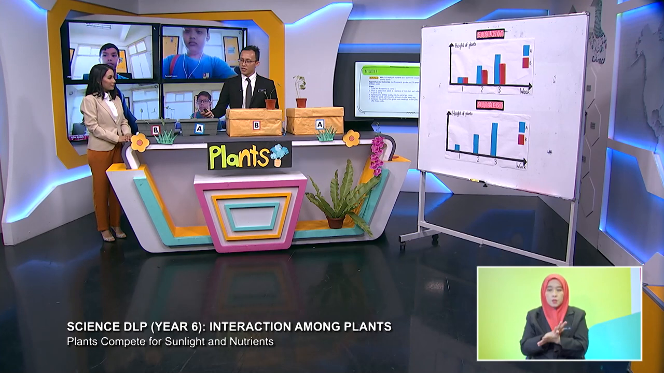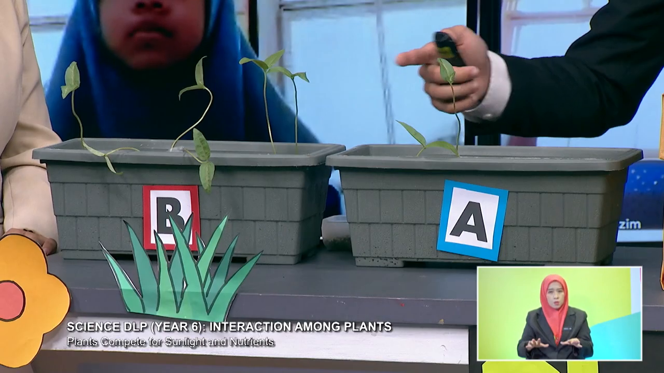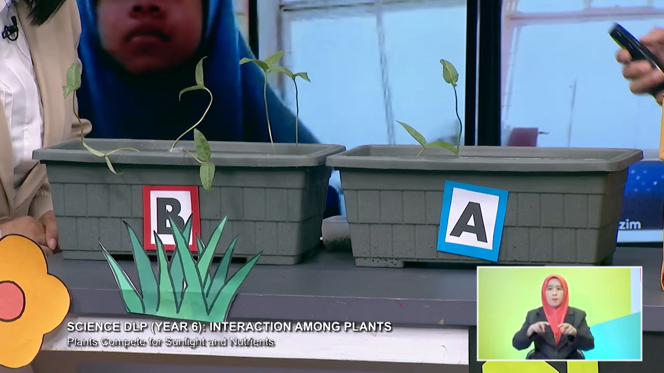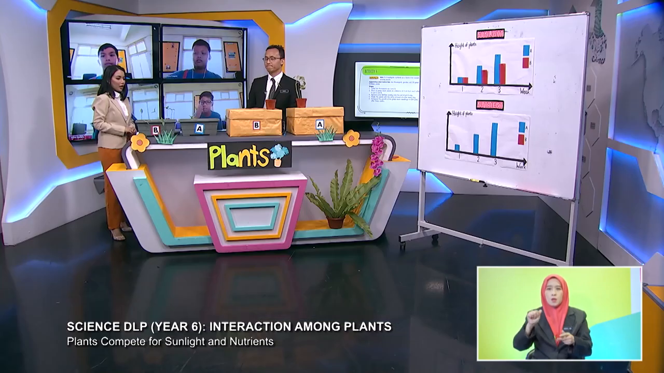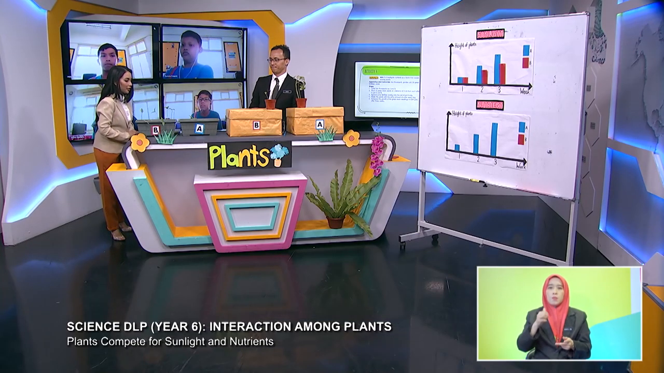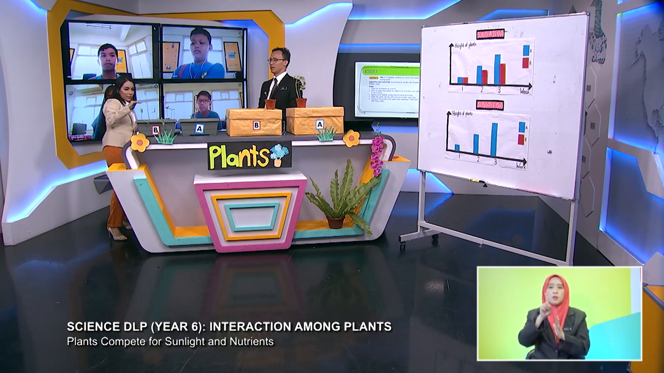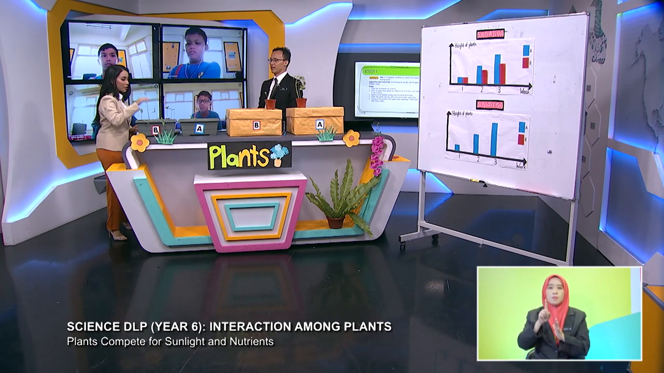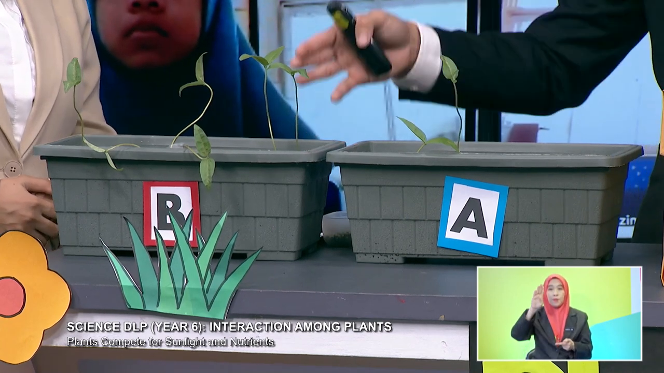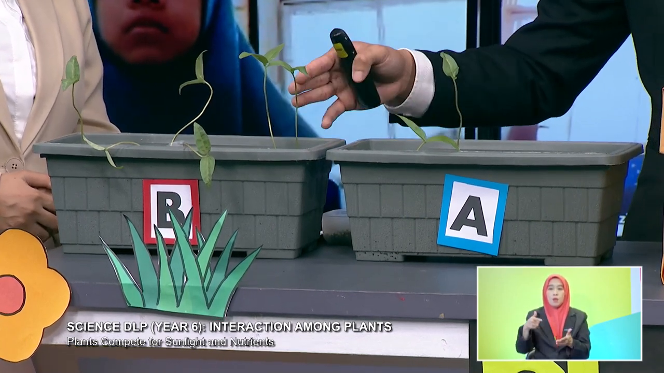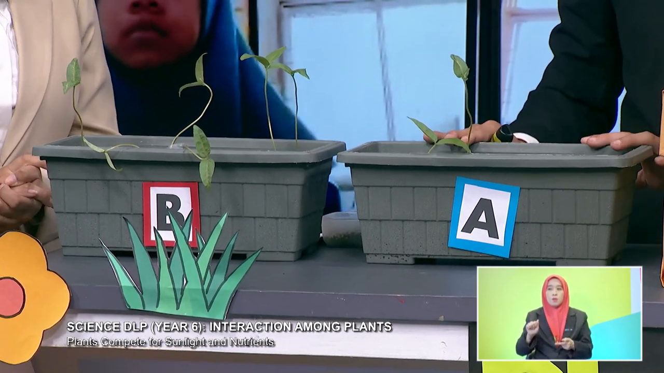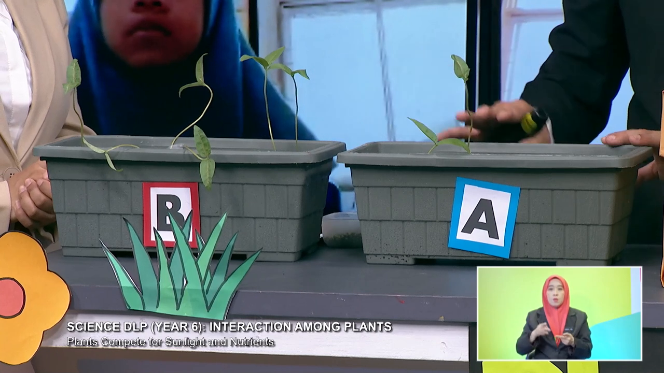So I've done this experiment, and what do you think? Pot A or pot B? What's your observation actually? From my observation, which is taller? This one is taller. As you can see, these plants here are healthier compared to the ones in this pot. So pot B is much healthier than pot A.